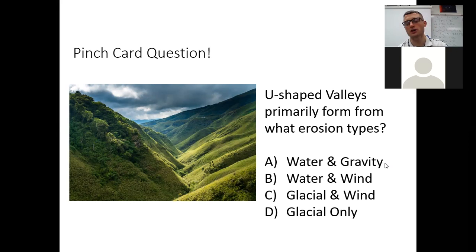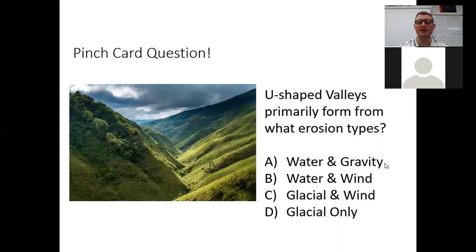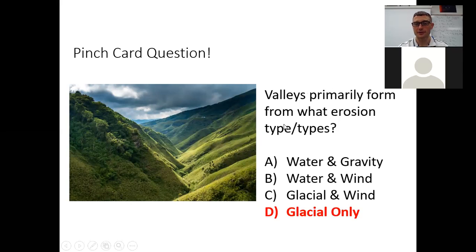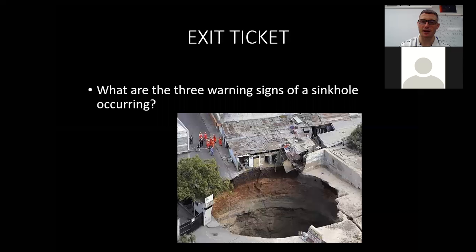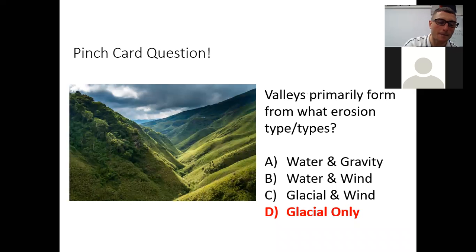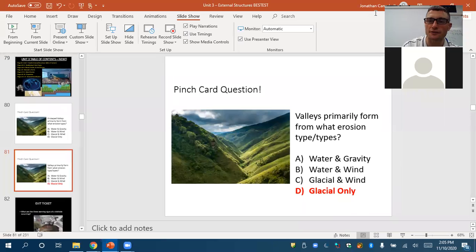All right. So let's go ahead and begin, guys. For U-shaped valleys, the answer is going to be D, glacial only. Now, if the question, which could be on our unit quiz Friday, was V-shaped valleys, it's going to be B, water and wind. So V-shaped valleys, water and wind. U-shaped valleys, glacial only. Keep that in mind. Okay. Let's go ahead and go to sinkhole stuff.